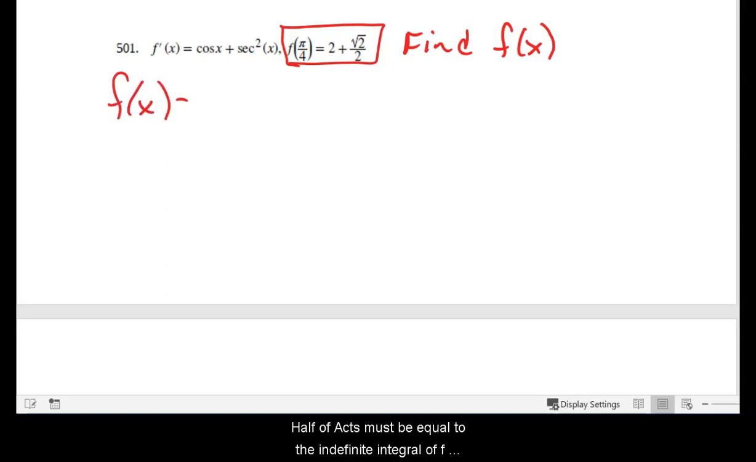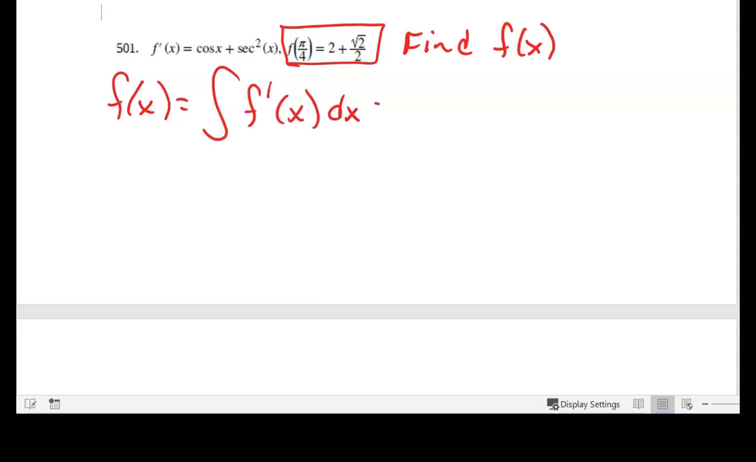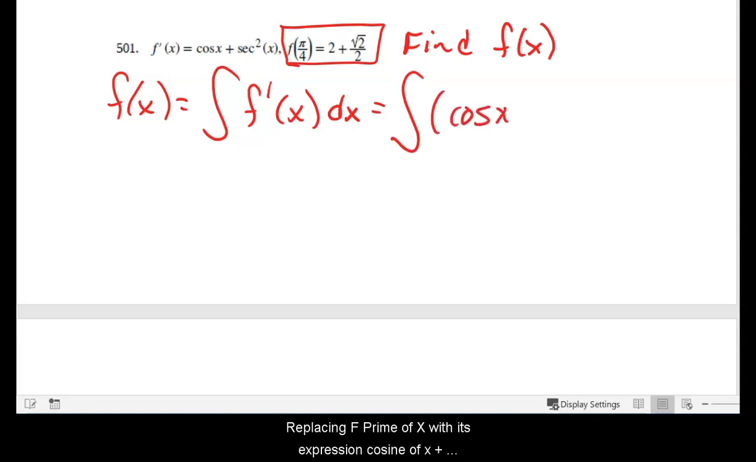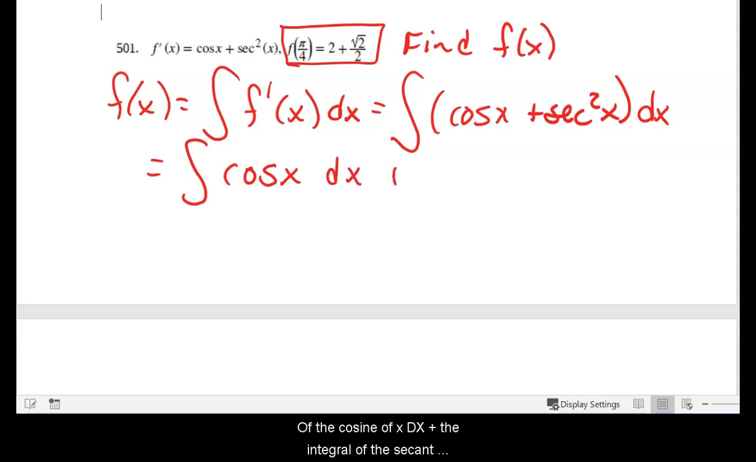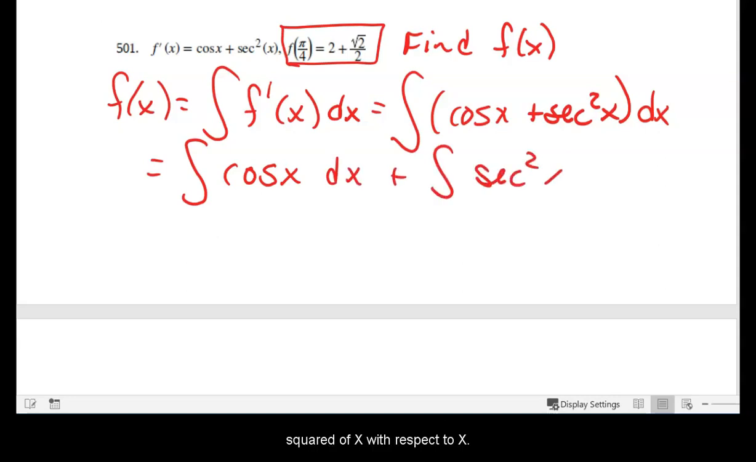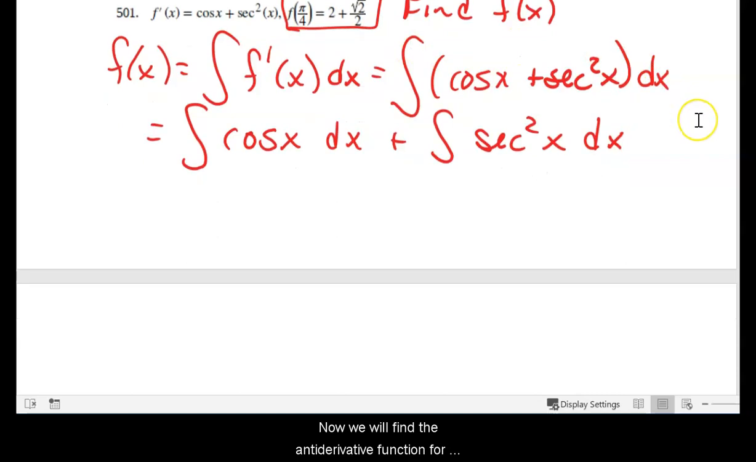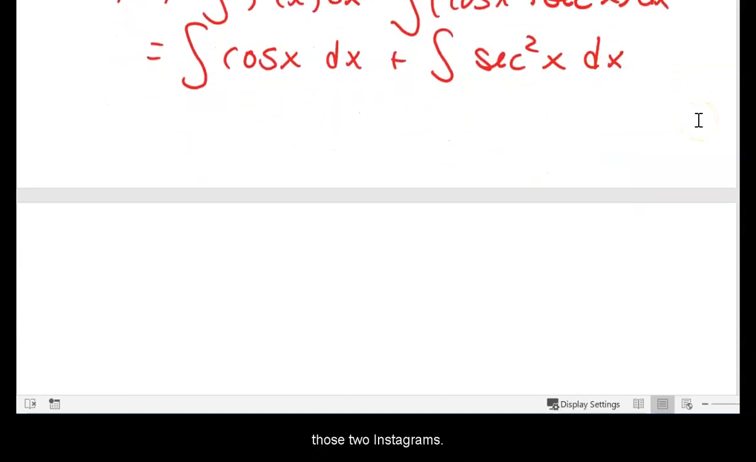F of x must be equal to the indefinite integral of f prime of x with respect to x. Replacing f prime of x with its expression, cosine of x plus secant squared of x, closed with the differential dx, lets us now write two integrals: the integral of cosine of x dx plus the integral of the secant squared of x with respect to x. Notice there is a slight extra bit of space between the integrand and the dx. Now we will find the antiderivative function for those two integrands.